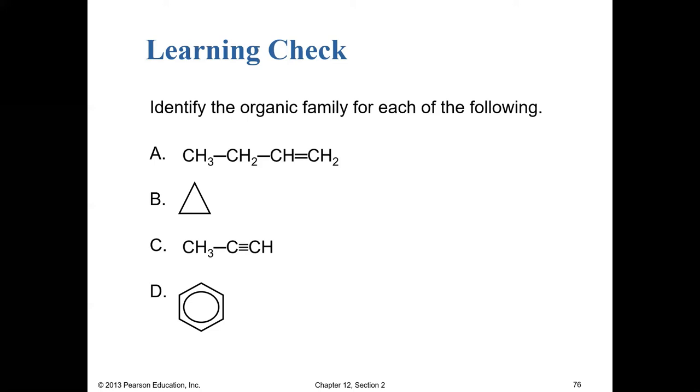Just to end, I want you to tell me what organic family they are associated with, and we'll name them as well. In this case, 1, 2, 3, 4 with a double bond. This is an alkene. Technically, this is a butene, or 1-butene, because it's happening in carbon 1. This is a cycloalkane, and this is cyclopropane. Here, we have a triple bond. So this is an alkyne. This is technically a propyne, or 1-propyne. And here is our benzene, just by itself. This is an aromatic family group.